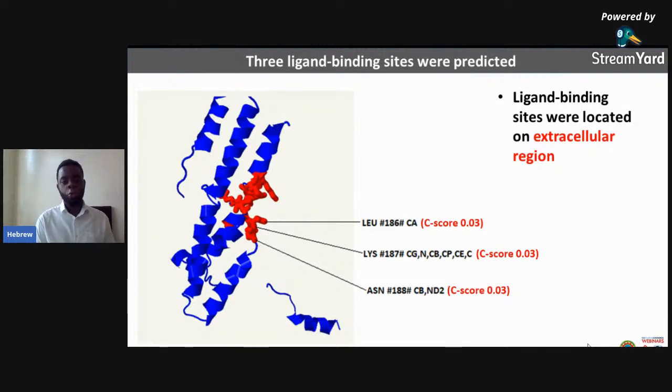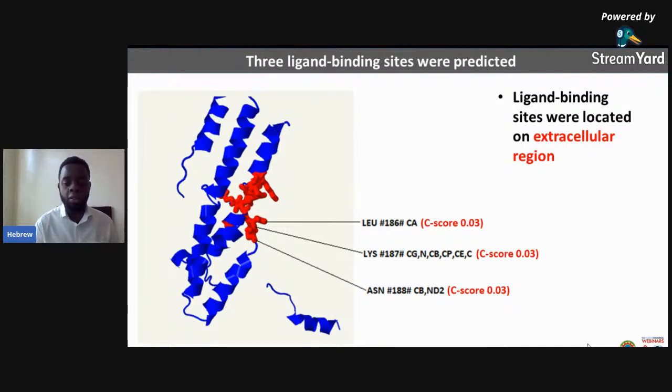So moving to what we got after protein structure prediction and the ligand-binding sites. We were able to discover three ligand-binding sites. The first one of which was a leucine residue at position 186, a lysine residue at position 187, and an asparagine residue at position 188. So 3 residues, all located on the extracellular region, and all with good C-scores.